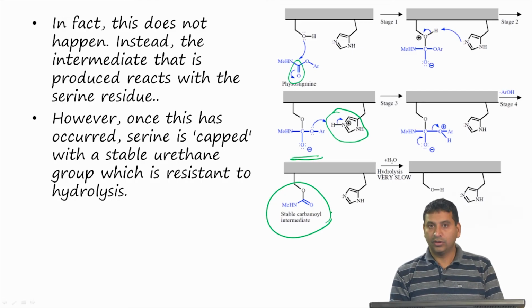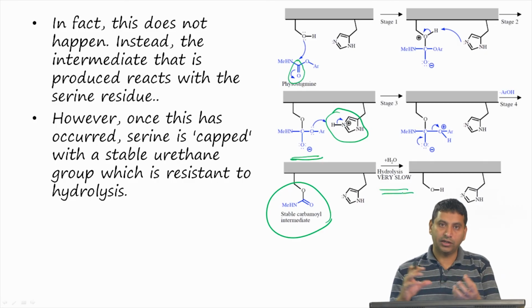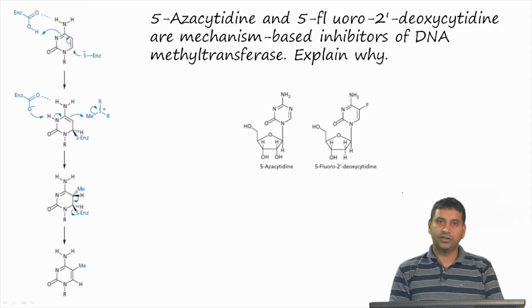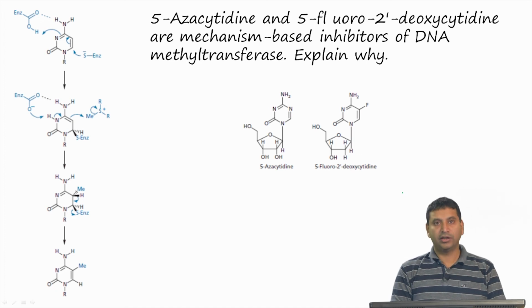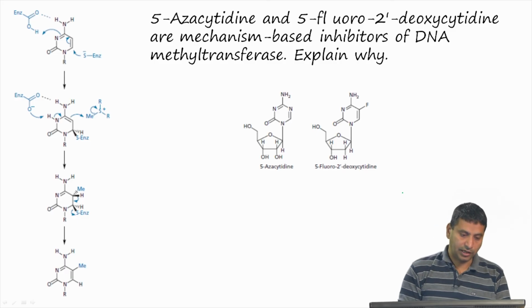And so, therefore, this hydrolysis is actually very slow, and so this is how this molecule goes and caps the serine and forms a stable urethane. Okay. The next question is 5-azacitidine and 5-fluoro-2'-deoxycytidine are mechanism based inhibitors of DNA methyltransferase. Explain why. So, for this, let us look at how the mechanism of DNA methyltransferase happens.